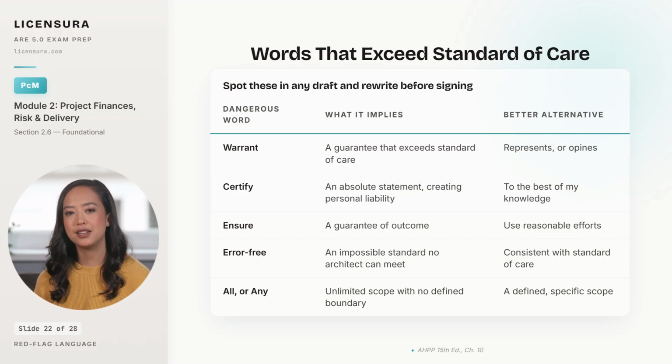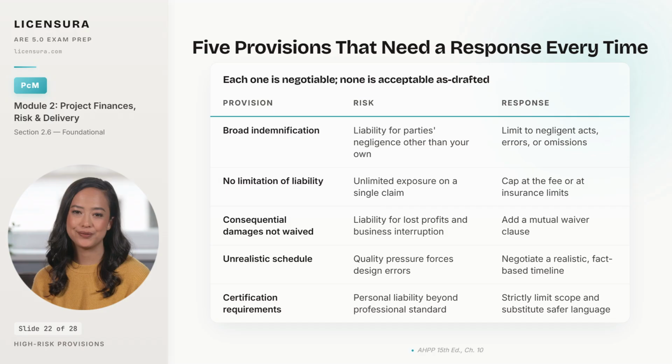Beyond individual words, certain whole provisions are structurally dangerous. Here are the big 5. 5 provisions, each a contract paragraph that needs a response before you sign. Broad indemnification is the silent killer. It makes you the insurer for someone else's negligence, and most professional liability policies exclude contractual liability that goes beyond your own negligent acts, errors, or omissions. Always limit indemnification language to your own negligence.